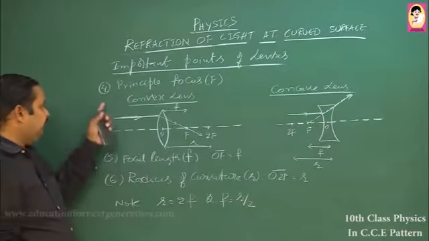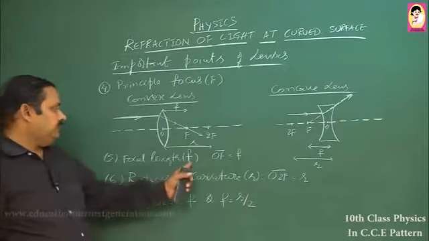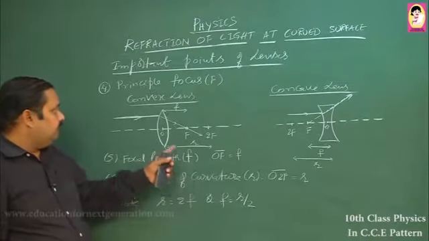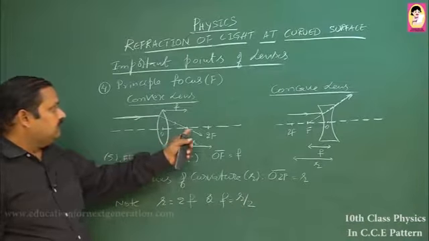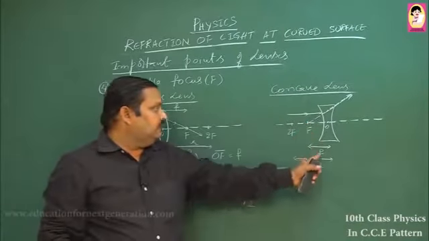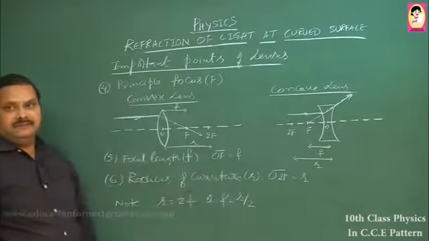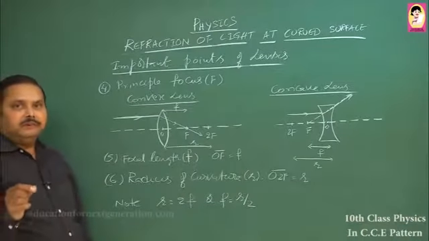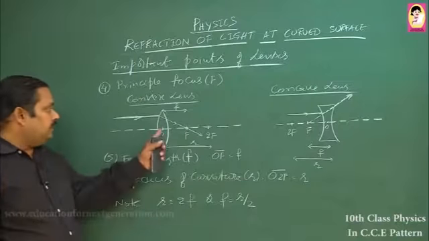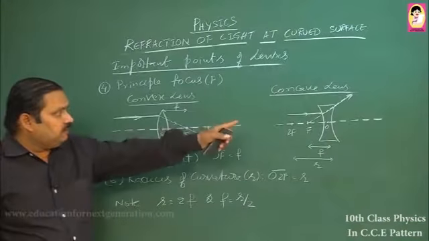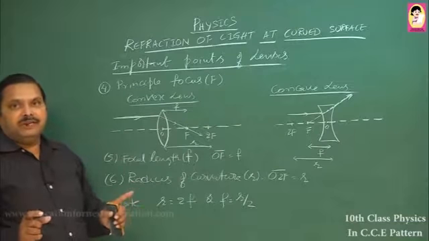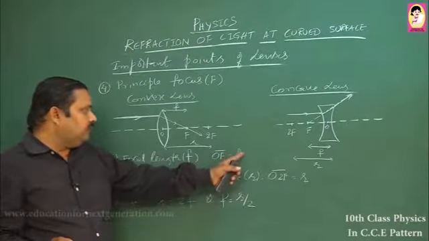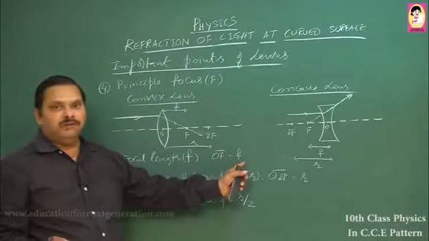After that, the fifth important point is the focal length, denoted by the symbol small f. The distance between optic center and focus is called focal length of the lens. It may be convex lens, it may be concave lens, but the distance between optic center and focus gives you the focal length of the lens. Focal length, O to F, is equal to f. f is the symbol for focal length.